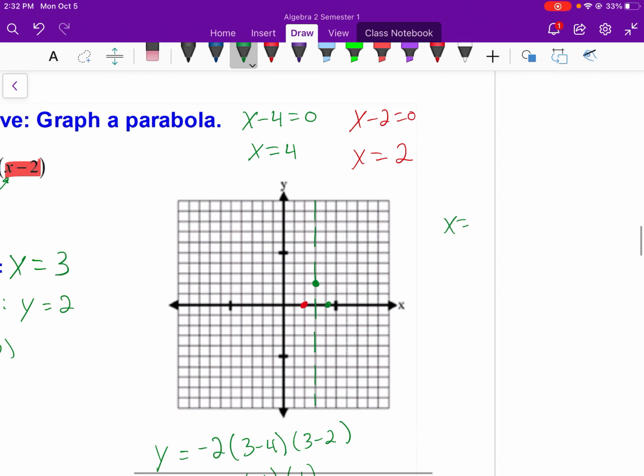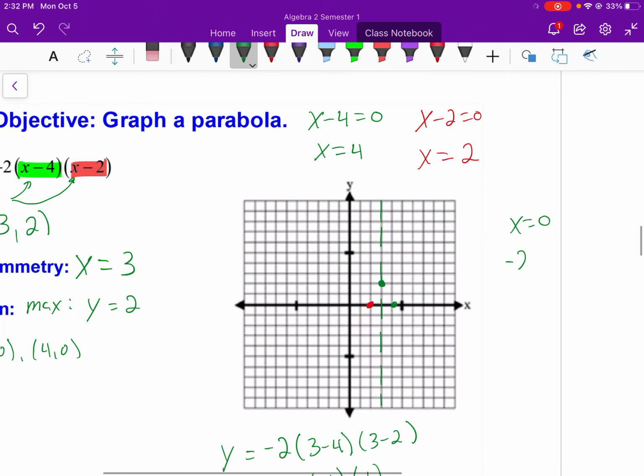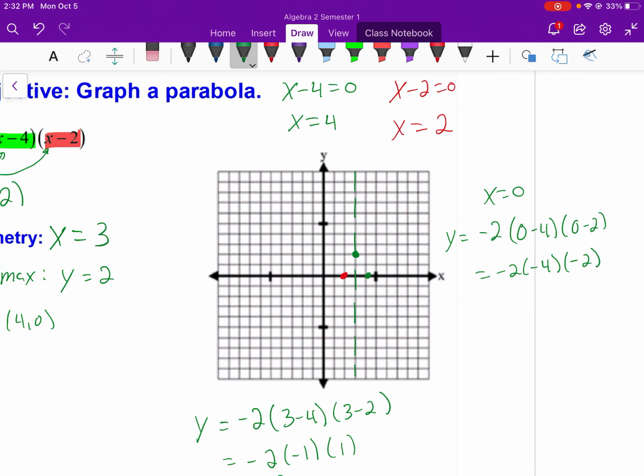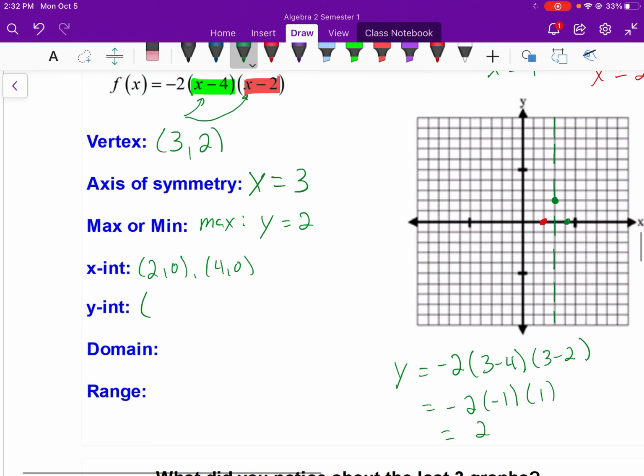As for the y-intercept, plugging in 0 for x again, we're going to get -2 times (0 minus 4) times (0 minus 2), which is -2 times -4 times -2. Okay, 2 times 4 is 8. 8 times 2 is 16. We got 3 negatives, so it is equal to -16. So the y-intercept is (0, -16).